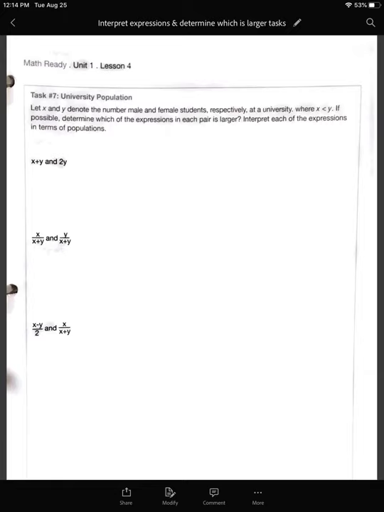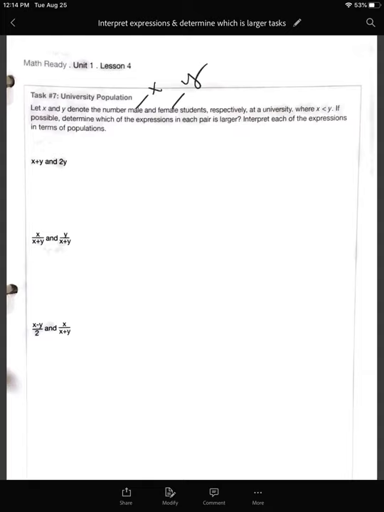Okay guys, I'm going to work the first one to get you started. Let X and Y denote the number of male and female students. So male is X, female is Y, where X is less than Y, so that means there are less males than females. If possible, determine which of the expressions in each pair is larger. Interpret each of the expressions in terms of populations.